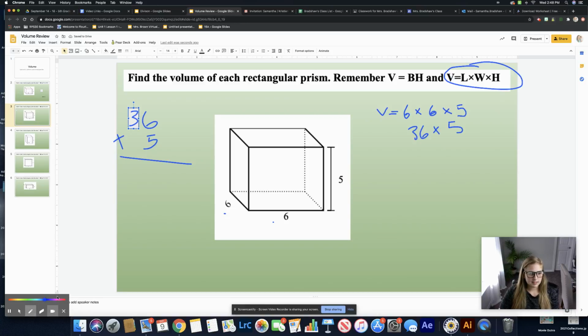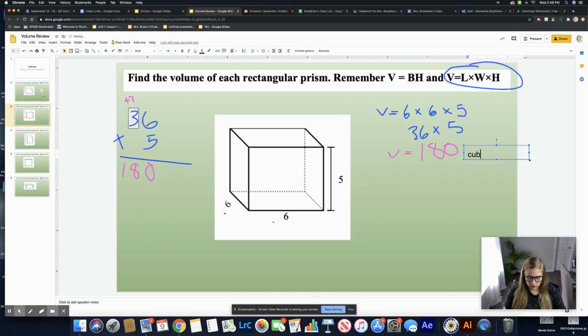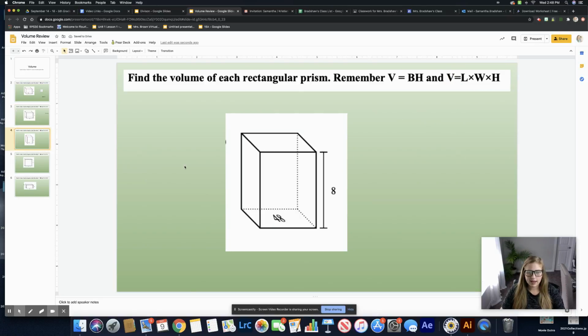5 times 6 is 30. Put my 0, carry my 3. 5 times 3 is 15, plus 3 is 18. So 180. So volume equals 180. I cannot leave my answer as just 180. I have to put a qualifier, cubic units or units cubed. Go ahead and solve this one. Pause the video now.